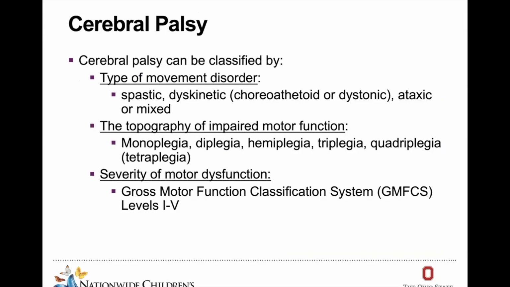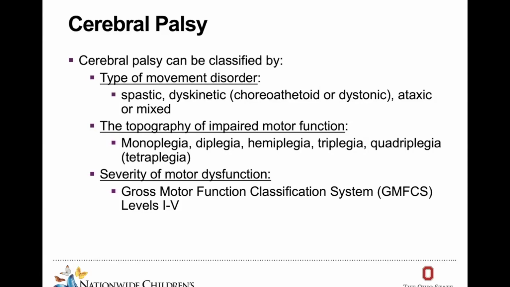Now, cerebral palsy can be classified in a variety of different ways. It's first classified by type of movement disorder: spastic, dyskinetic, athetoid, or mixed. And this is important because as you get more severely affected kids, you can get dystonia and other things that go along with spasticity, and you have to be able to recognize that prior to the administration of your treatment modalities. You then need to talk about the topography of impaired motor function. Are they monoplegic, diplegic, hemiplegic, triplegic, or quadriplegic?